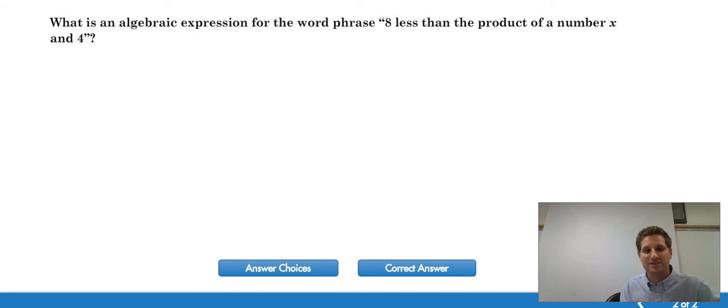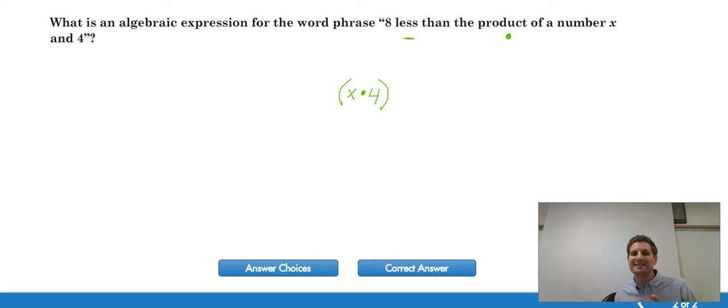Here we go. What is the algebraic expression for the word phrase 8 less than the product of a number x and 4? Okay, so we got a couple things going on. Less than is going to be subtraction. Product is going to be multiplication. Okay. What we have to do when we see less than or more than, it actually is getting tagged on at the end. So we're going to go ahead and first start with the product part. So the product of x and 4. So just for the sake of it, I'm going to put in parentheses, but we're going to do x times 4. Okay, the product of it.